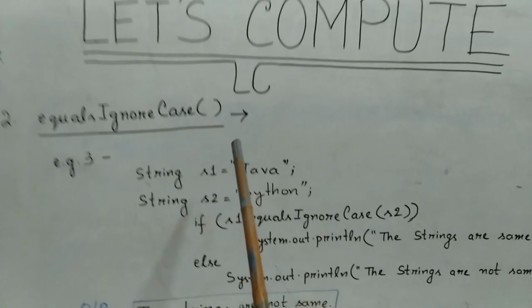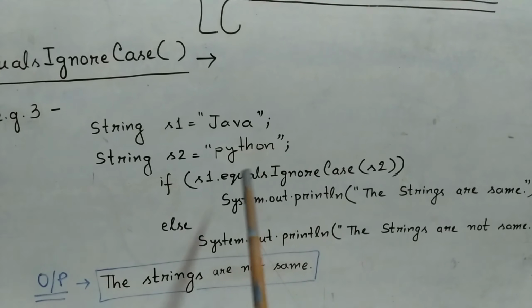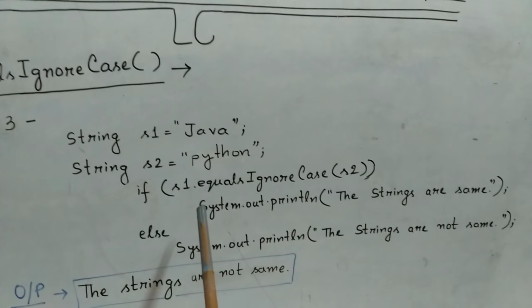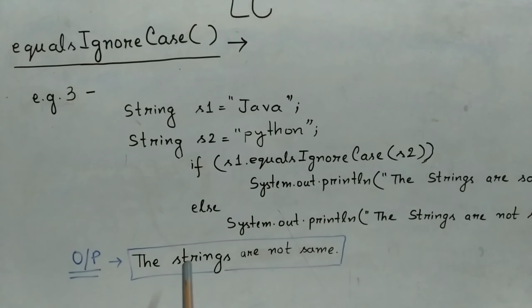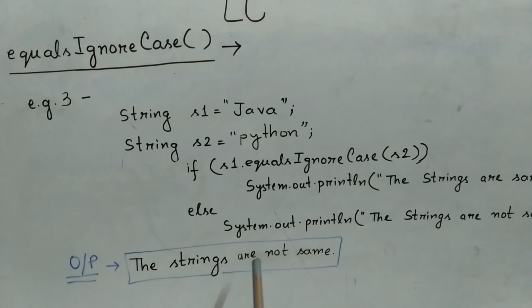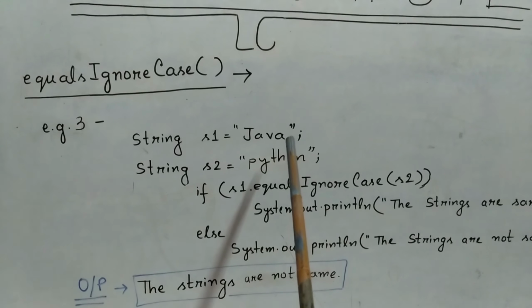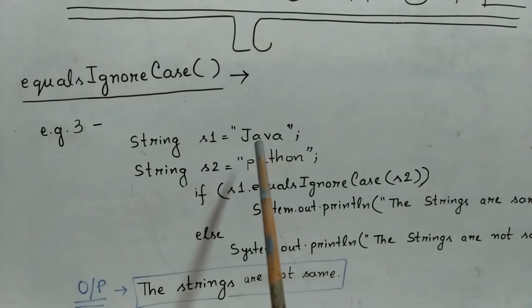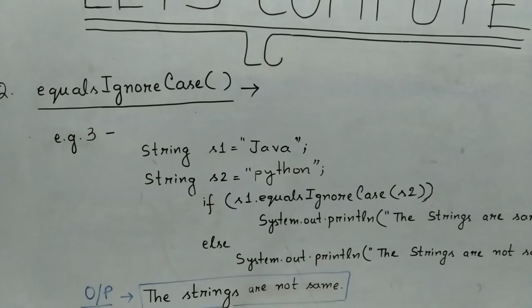Third example, string s1 equals Java, string s2 equals Python. Another decision-making statement, that is an if-else statement, has been deployed to check whether these two strings are same or not. Well, it has resulted in the strings are not same. How? Well, look at the strings. These are two different strings clearly. At the very first position, the character mismatch occurred.